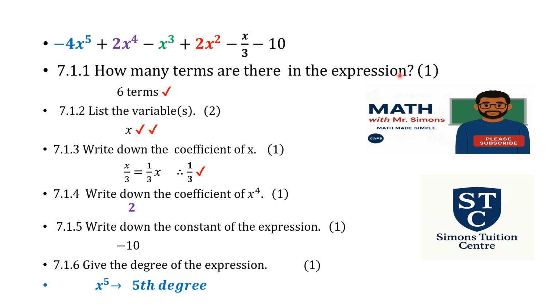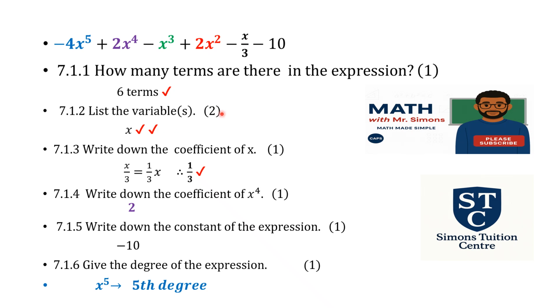So again, how many terms are there in the expression? So there we have minus 4x to the power 5, then a plus sign, 2x to the power 4, then a minus sign, then we have x cubed, then a plus sign, 2x squared, then a minus sign, x over 3, minus sign, 10. So if terms are separated by plus and minus signs, I have 1 plus 2 minus 3 plus 4 minus x over 3, 5 minus 10 gives me 6 terms. So all in all, I have 6 terms in that expression.